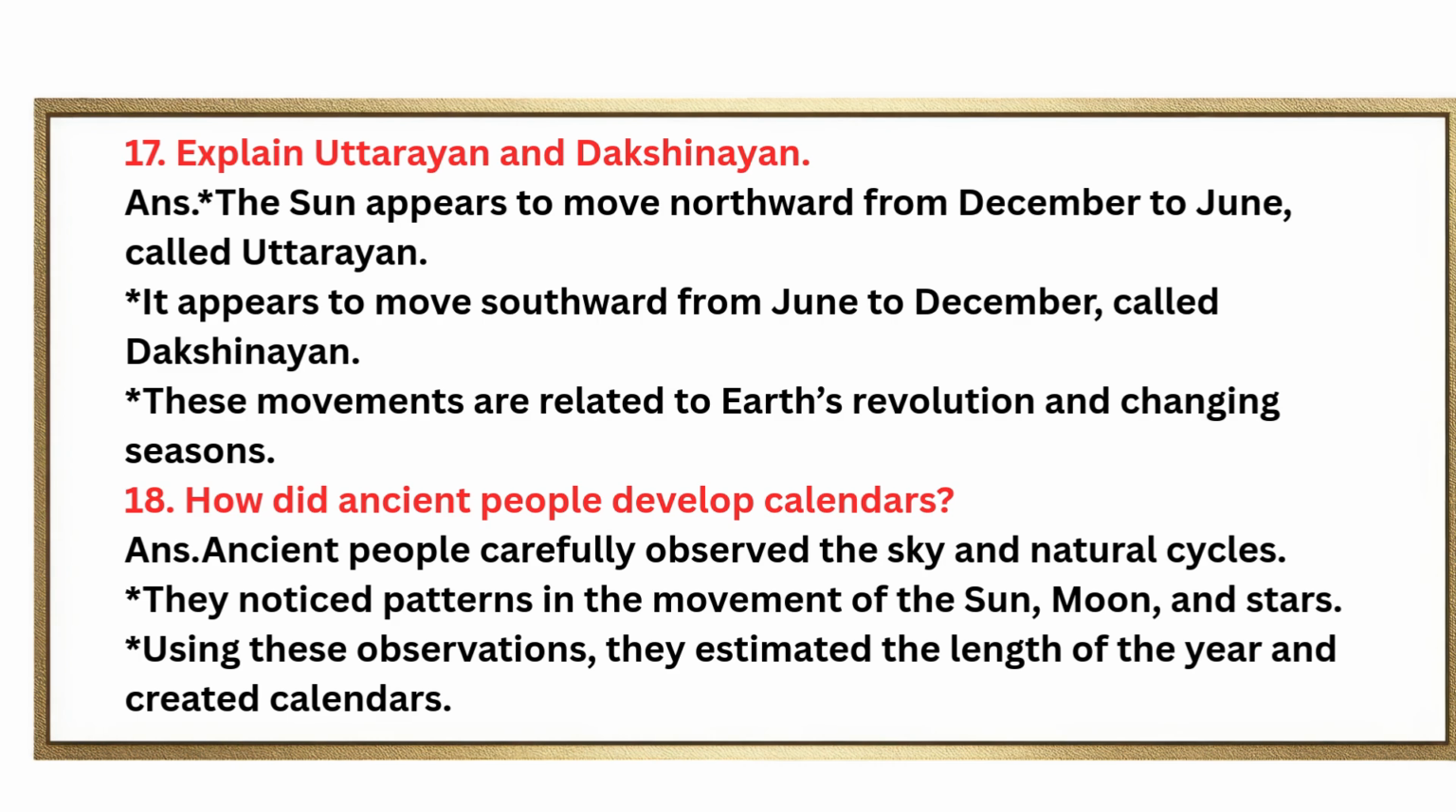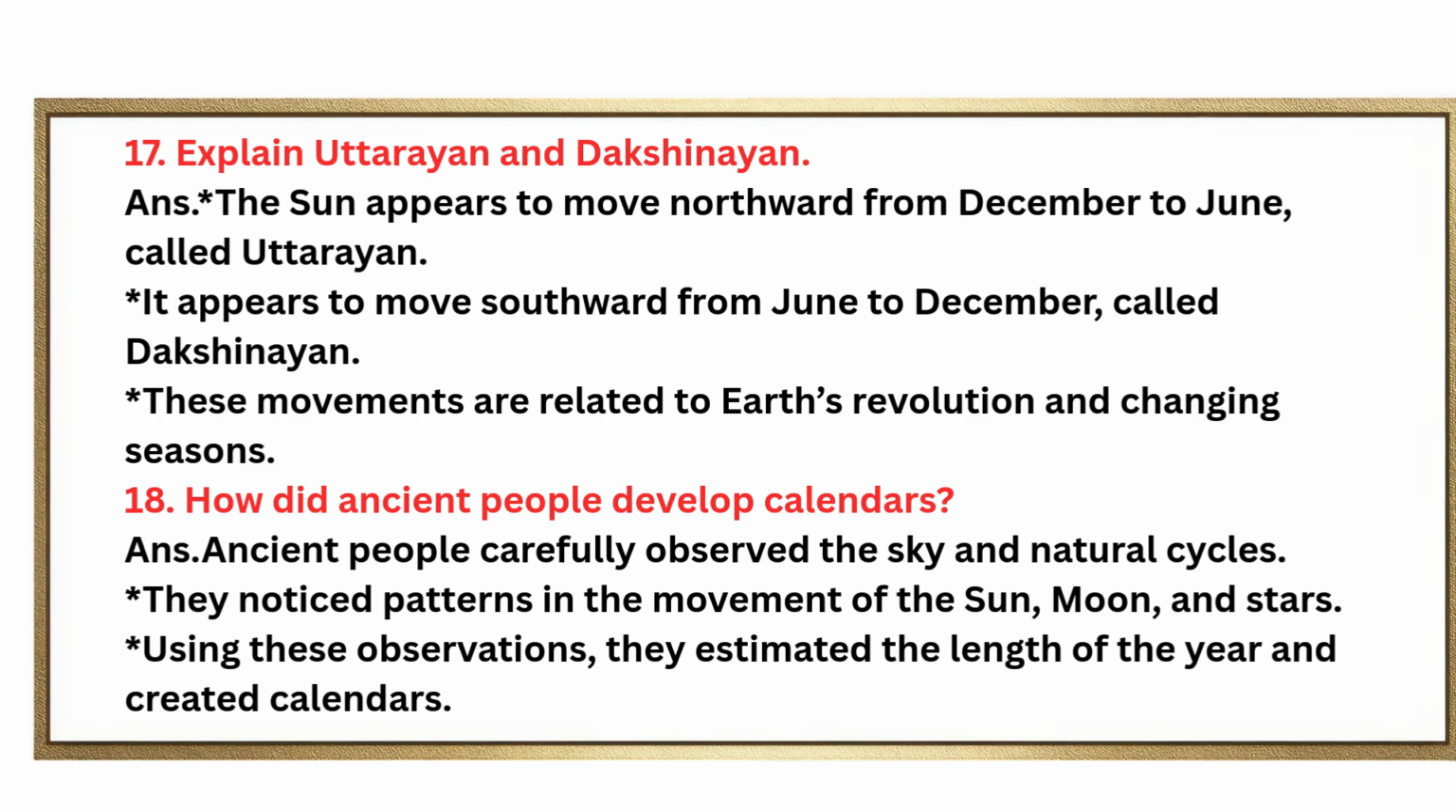Question number 17. Explain Uttarayan and Dakshinayan. Answer. The sun appears to move northward from December to June, called Uttarayan. It appears to move southward from June to December, called Dakshinayan. These movements are related to Earth's revolution and changing seasons.